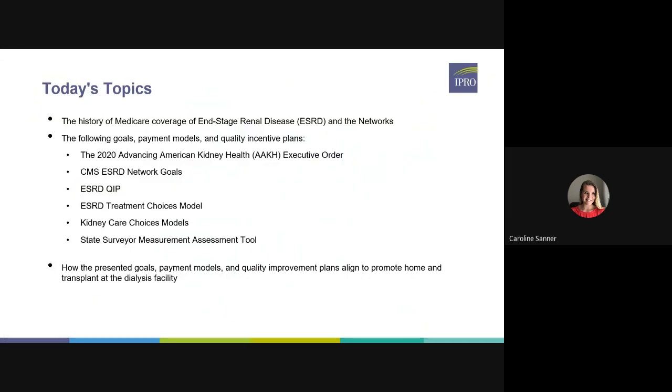Today's topics include the history of Medicare coverage of the end-stage renal disease population and an overview of the following: goals, payment models, and quality incentive plans, the 2020 Advancing American Kidney Health Executive Order, the CMS ESRD network goals, the ESRD QUIP, the ESRD treatment choices model, the kidney care choices models, and the measurement assessment tool that is used by the Survey and Certifications group. You will also learn how the presented goals, payment models, and quality improvement plans align to promote home and transplant at the dialysis facility.